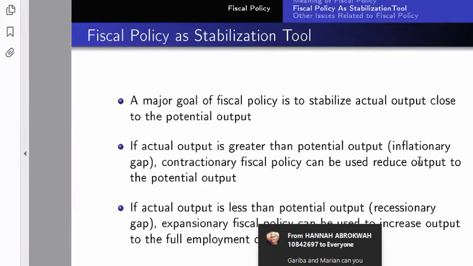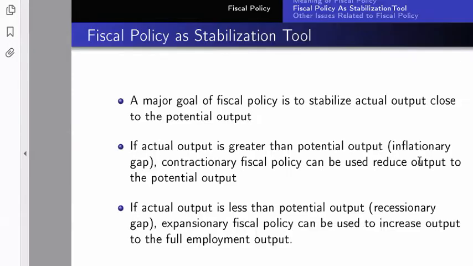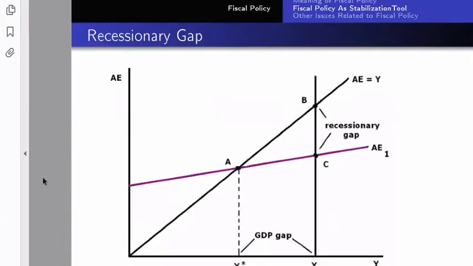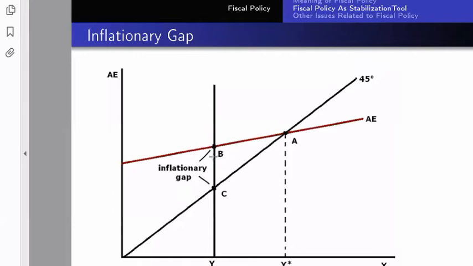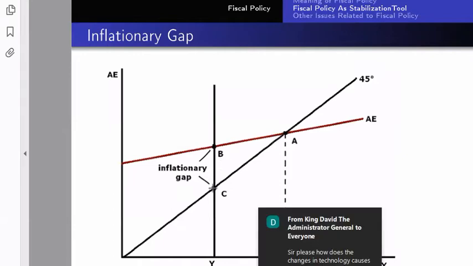So if there is an inflationary gap, government can use contractionary fiscal policy. Don't forget, contractionary fiscal policy is a reduction in government spending and an increase in tax. So here we are here. This is what the potential is.